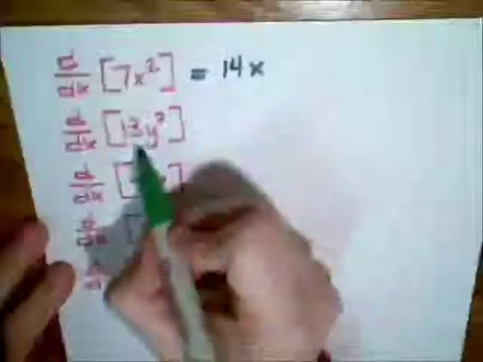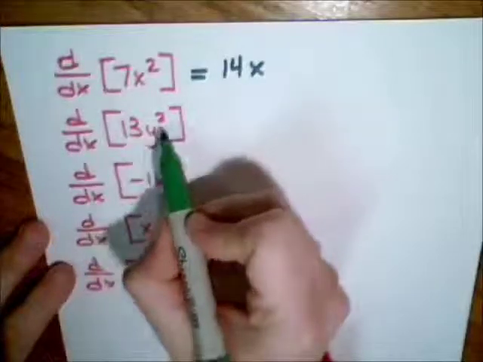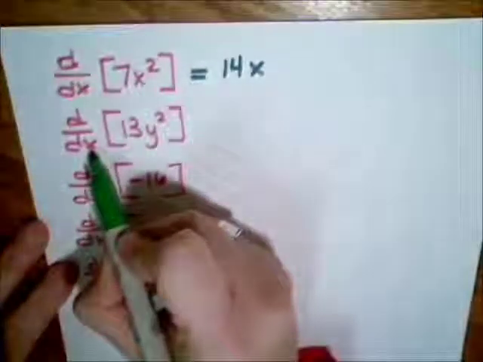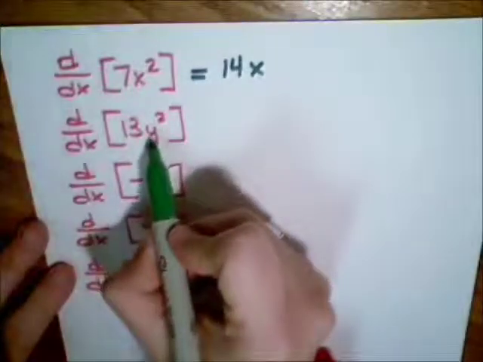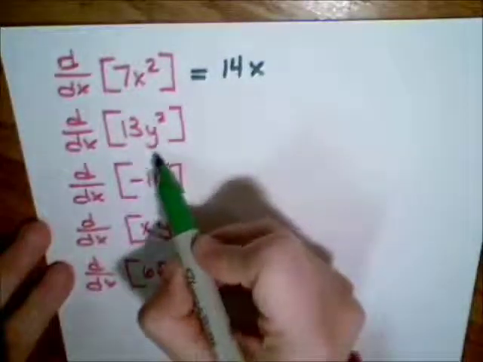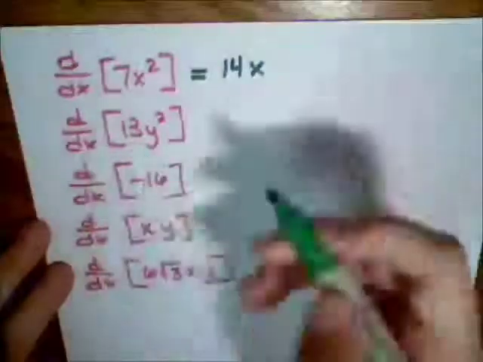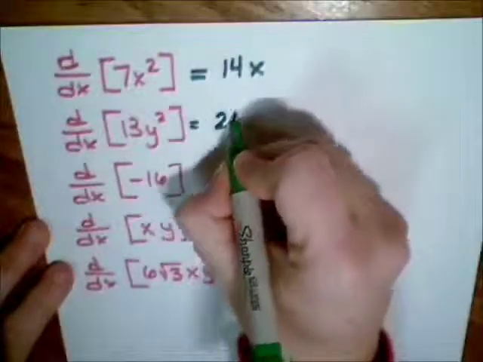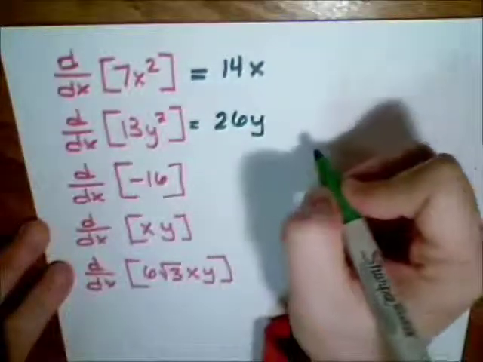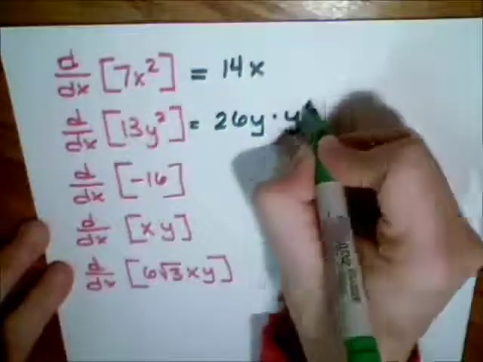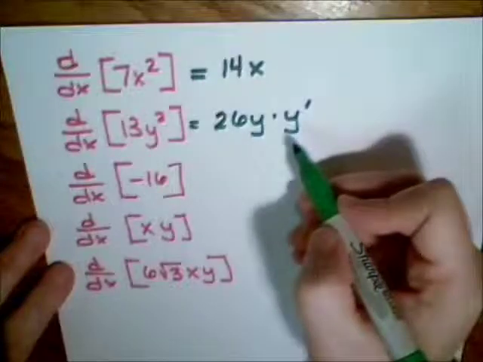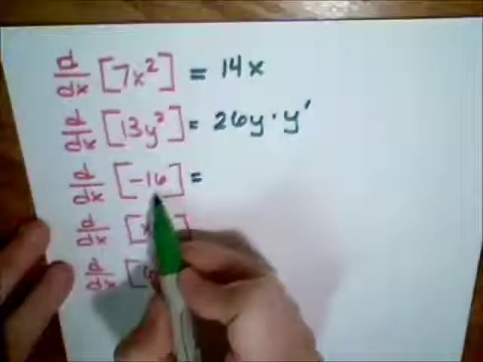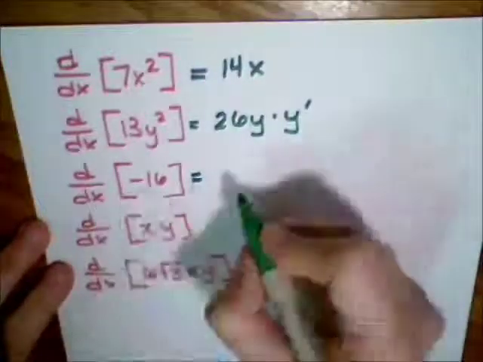Later in the function, we'll come across the term 13y squared. And we notice that the variables are different. We're assuming y is a differentiable function of x, and we're going to take the derivative with respect to x. So not only do we need the power rule, but we need the chain rule, and we'll have to multiply by y prime in the end. We'll come across a constant. Its derivative is 0.